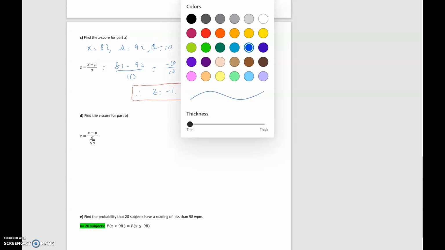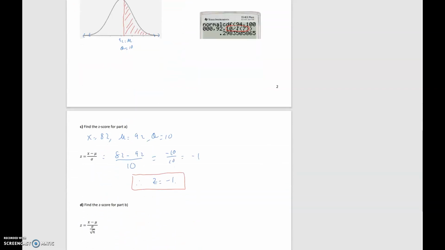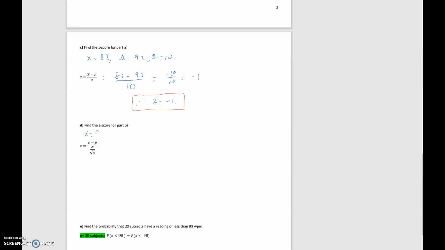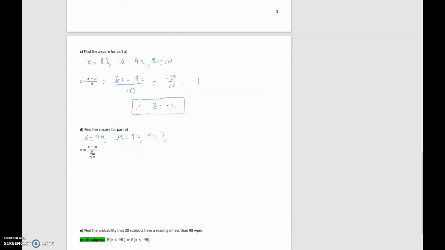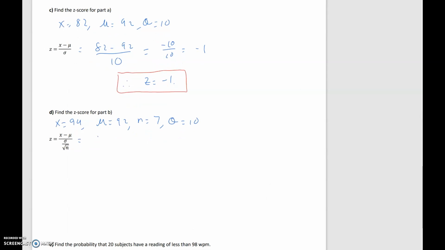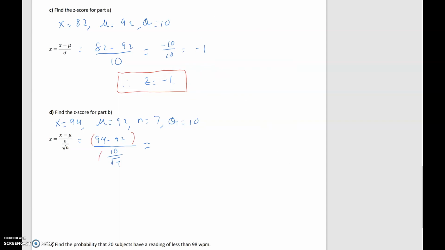And part D, they want the z-score, but for part B. So in this case, X is going to be 94. So X is equal to 94. The mean is equal to 92. And then N is equal to, well, they're using 7 subjects, so 7 subjects with the standard deviation of 10. So as we plug it in, this one will be 94 minus 92 over the values of 10 over the square root of 7. And then in your calculator, you do have to be careful. You may have to put parentheses, top and bottom.